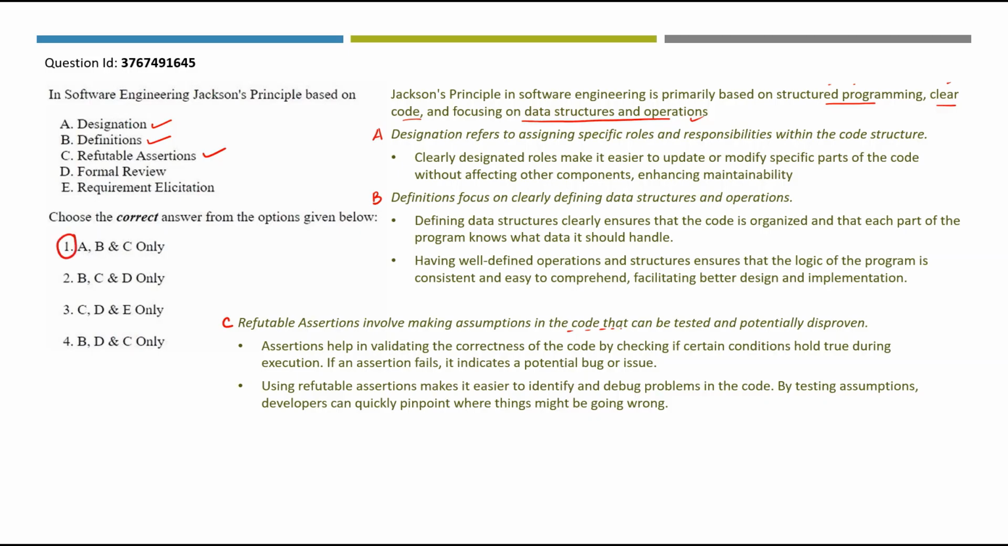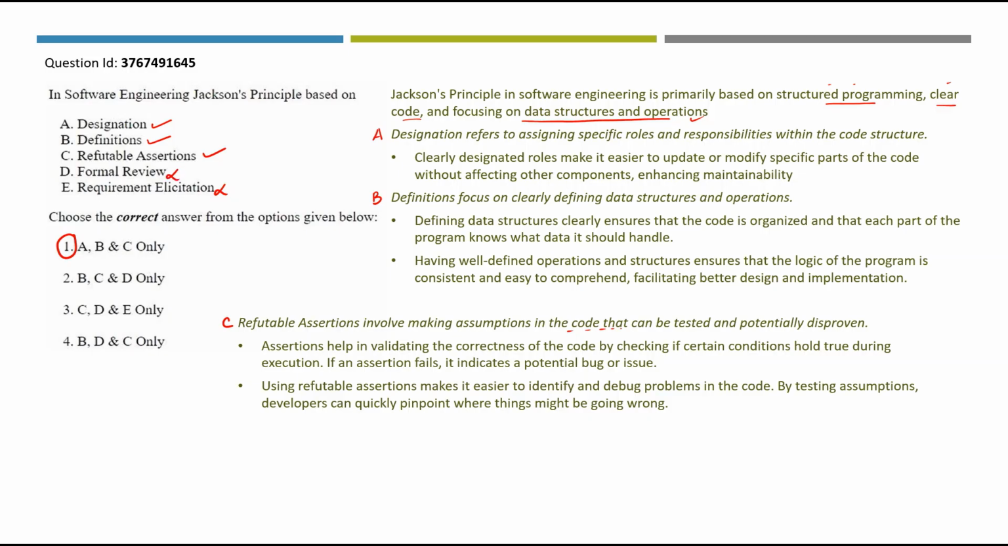What about formal review and requirement elicitation? Requirement elicitation is you are getting the requirements from the stakeholders by means of interviews or questionnaires. You are eliciting, you are asking for the requirements or you are collecting the requirements. So requirement collection is not related to Jackson's principle. So we are ruling out this. What about formal review? Review happens on already present things. So review is also not a part of the principle.